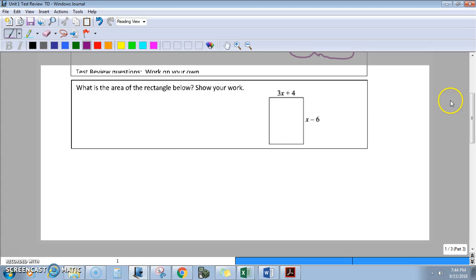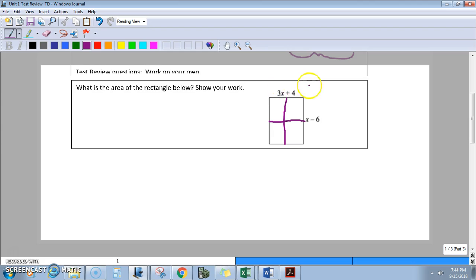What is the area of the rectangle below? Show your work. Now, somebody asked me, and I didn't even think about this, is the test asking you to do it as a product or as a sum? I'm not sure that it's making the case either way. So I will do it both ways, and I think either one is acceptable, but I will tell you before we take the test.